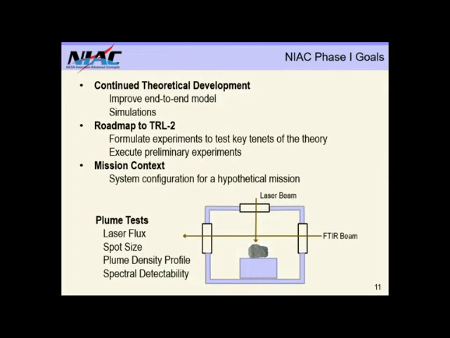So part of the phase one goal would be to execute some simple experiments to test the basics of our plume models, and then to try to envision and maybe design some experiments that would work going into phase two, to try to figure out if the backlighted scenario is going to work well for us. Another thing that we would like to do then is, in some sort of hypothetical mission context, to specify a system configuration for how this might go.